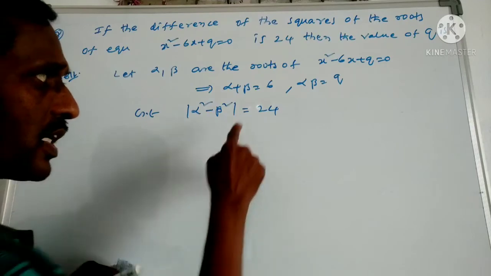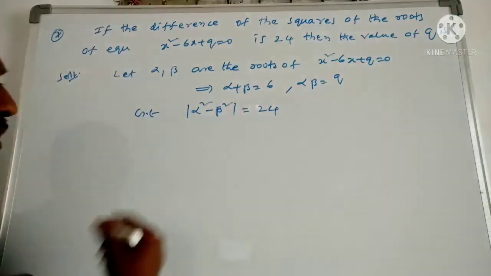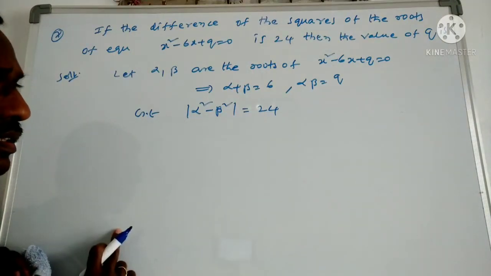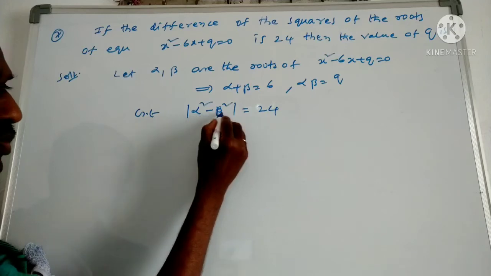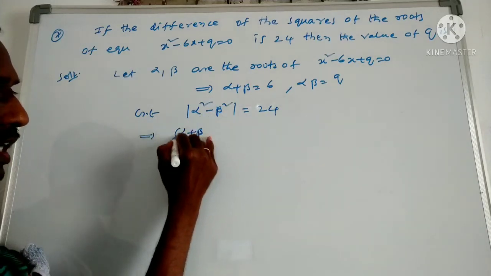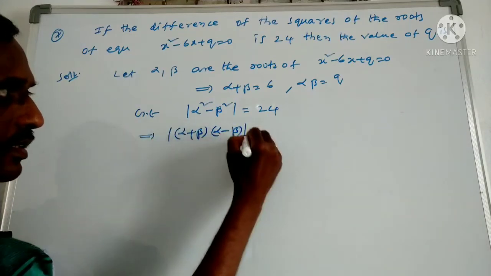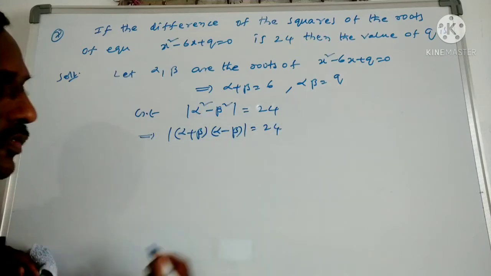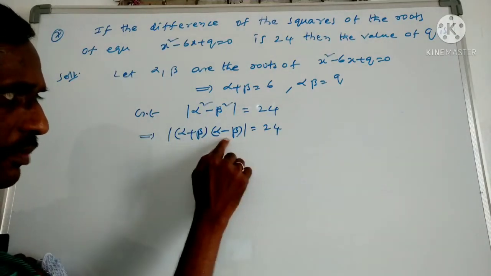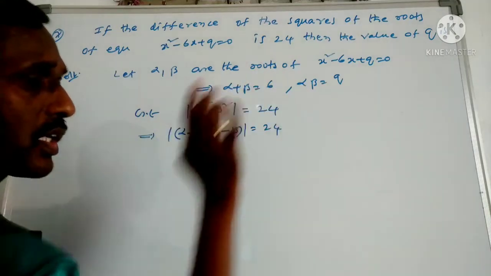Now you have to find the value of q. Once again you have to convert this into the sum and product relations. We can write a square minus b square form as a plus b into a minus b, equals 24. Here the sum is okay, but the difference we cannot write the value of directly, so we need sums and products only.